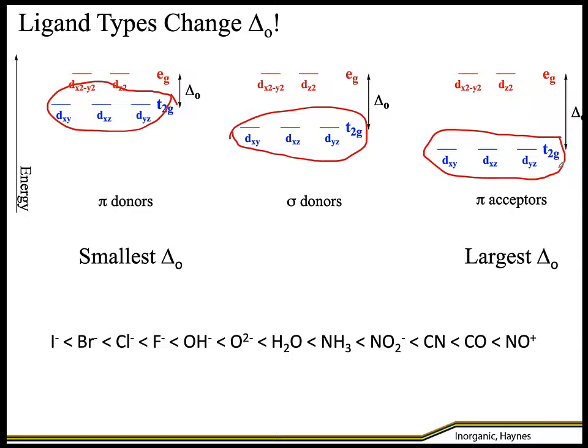In the middle of our series here, we have things that are more strictly pi or sigma donors. Something like ammonia or hydride would fit in as our sigma donor set, because these only have electron density pointed along our bonding axis without significant amounts of p-like character that can interact with our metal orbitals.